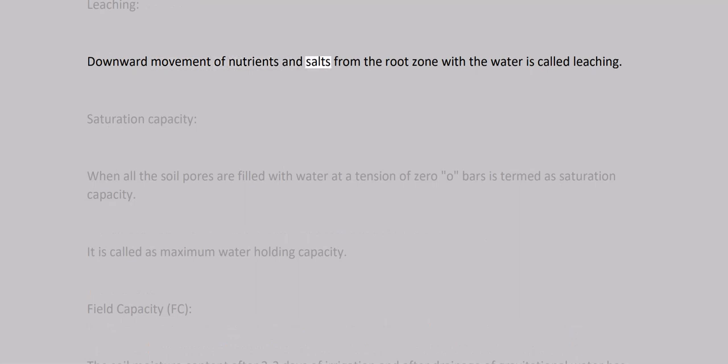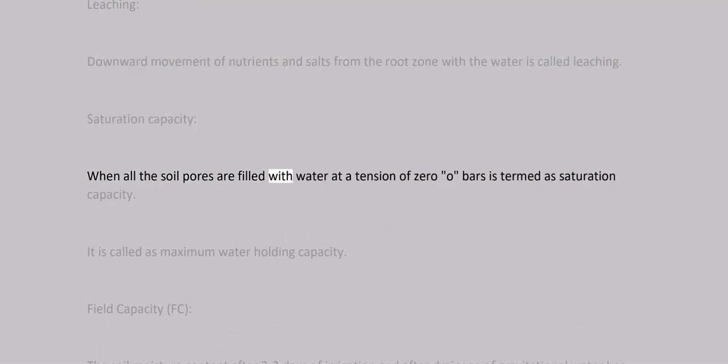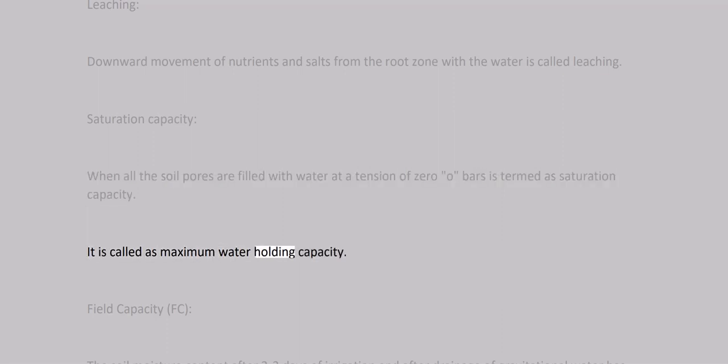Downward movement of nutrients and salts from the root zone with the water is called leaching. Saturation capacity: when all the soil pores are filled with water at a tension of 0 bars, it is termed saturation capacity. It is also called maximum water holding capacity.